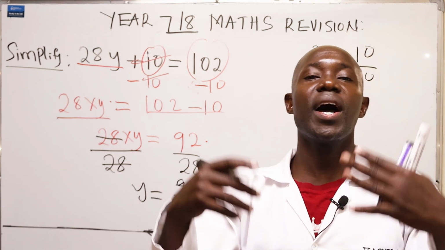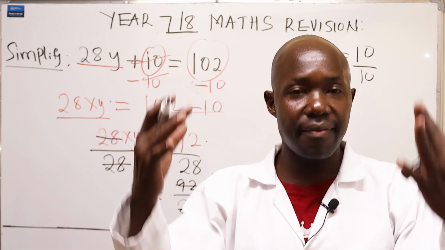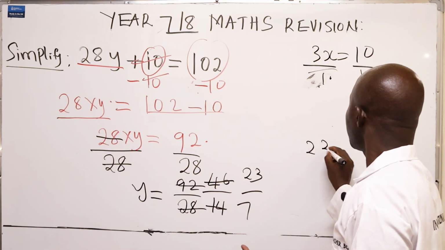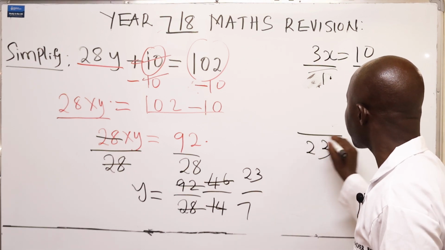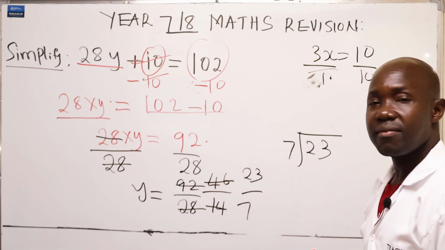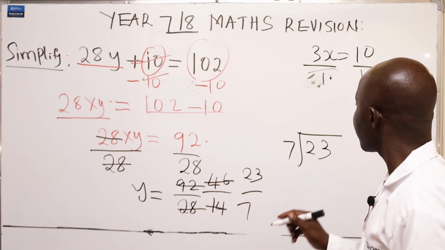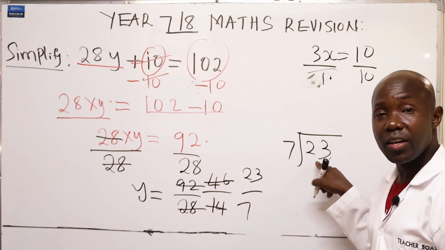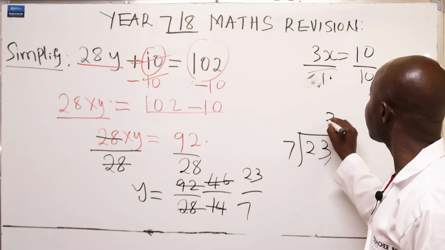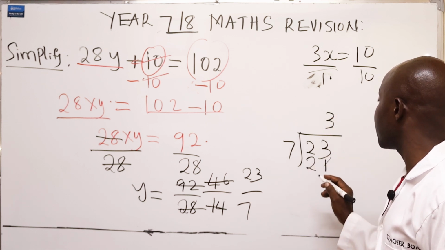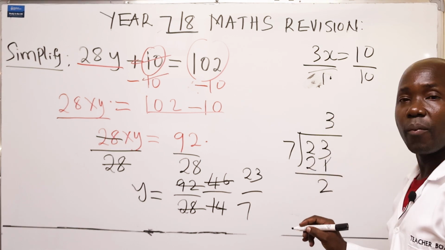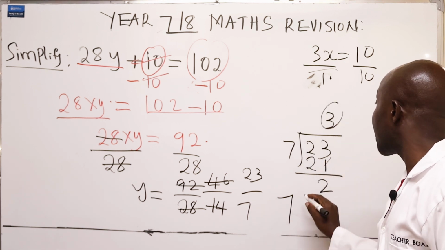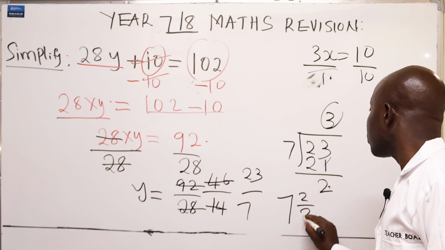What if you are expected to write it as a fraction or as a mixed number? You are going to take 23 to be our dividend, then you bring out 7, which is our divisor. Then you ask yourself, can 7 go into 2? No. Then you take the whole part of the number. Can 7 go into 23? Yes. It goes 3 times, giving you 21. Then you minus, the remainder is 2. So what do we get? Our answer is 3, remainder 2 out of 7.